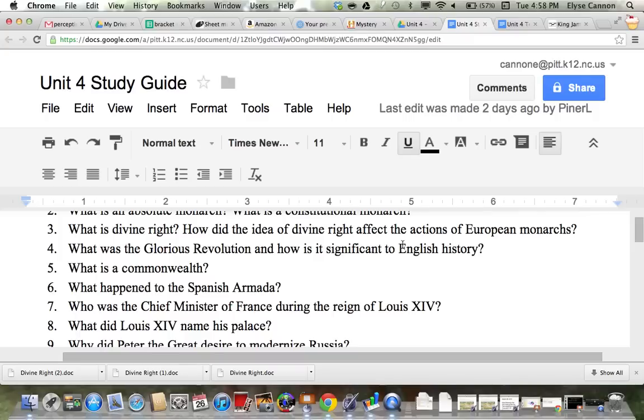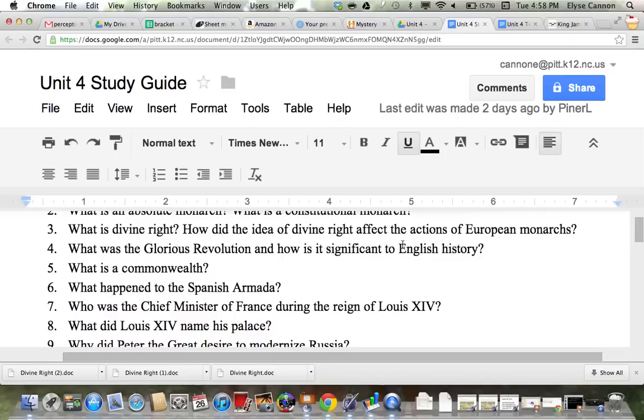Number 4, what was the Glorious Revolution? First of all, a lot of times when you guys think of revolution, you think of war or anything like this, but actually the Glorious Revolution is a bloodless transfer of power. And when I say bloodless, that means no bloodshed occurred.